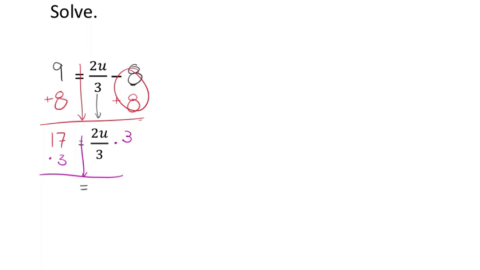Okay, so what happens? I got 17 times 3. 7 times 3 is 21. Carry the 2. 3 times 1 is 3, but adding the 2 makes 5. So 51 equals, we had the 3 divided by 3, which now became a, I'm going to call that a phantom one, because I'm not actually looking at it any longer.